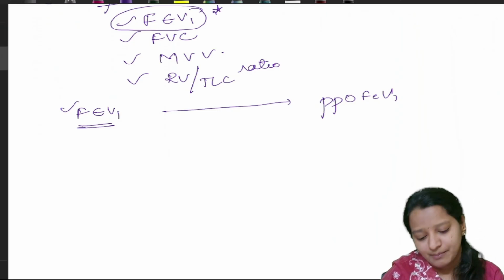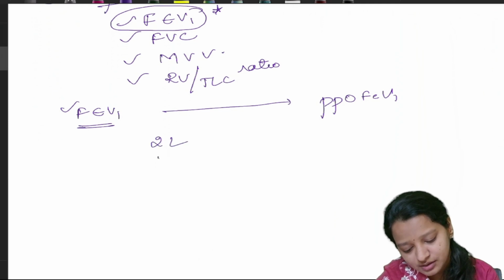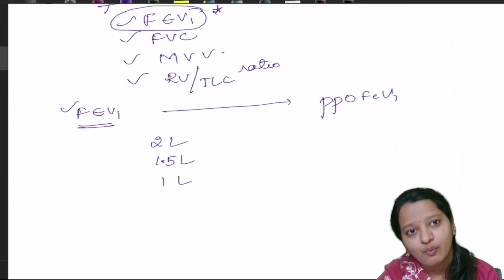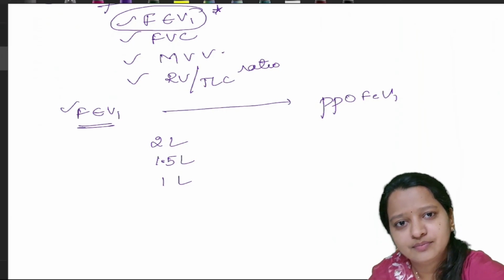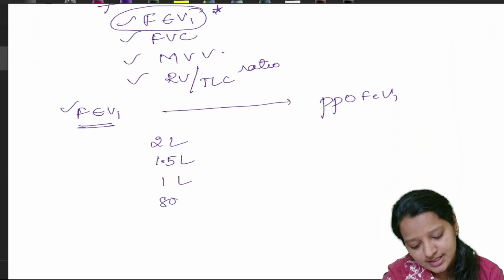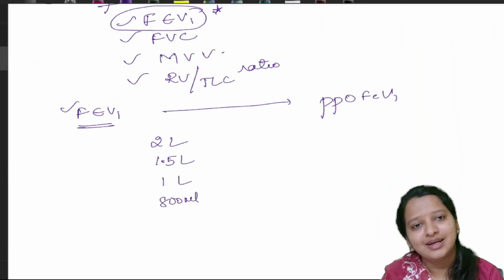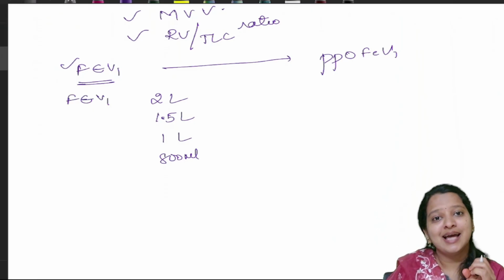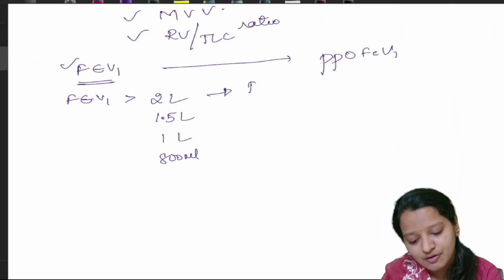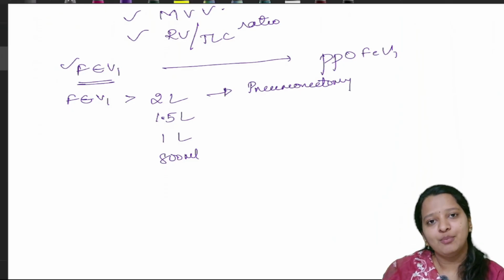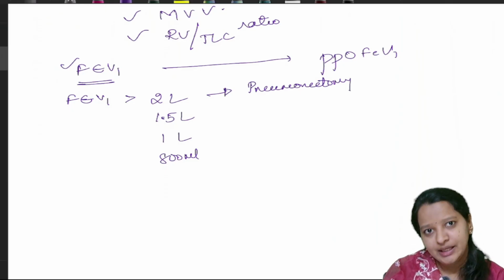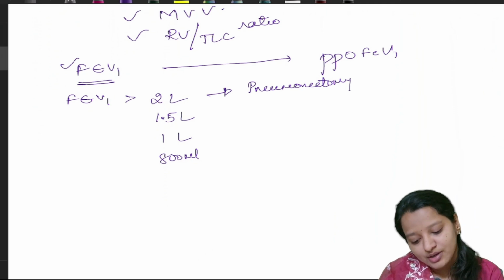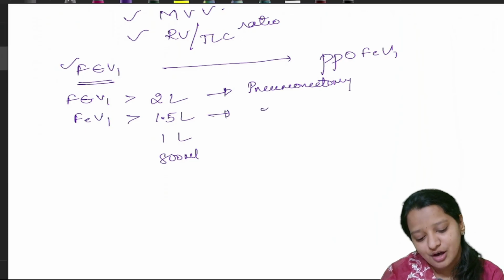Let us remember some numerics here. They are 2 liter, 1.5 liter, 1 liter, and 800 ml. Okay, so what are these numerics? The FEV1, at least it has to be greater than 2 liters for pneumonectomy. So if you're planning for pneumonectomy, the preoperative FEV1 of the patient should minimum be greater than 2 liter. And what is this 1.5 liter? FEV1 has to be greater than 1.5 liter for lobectomy.